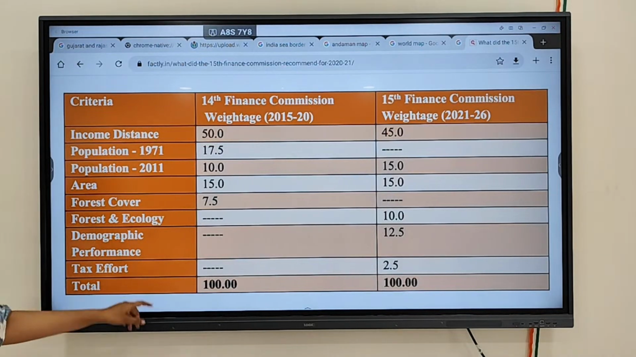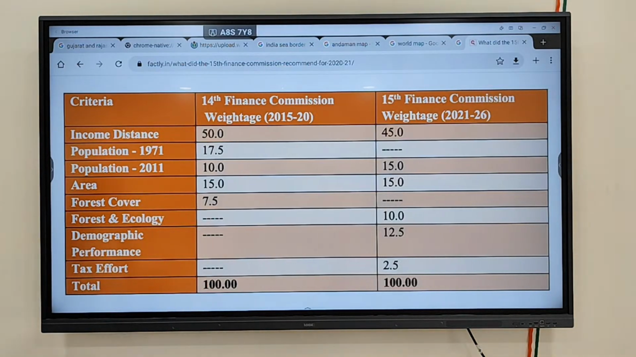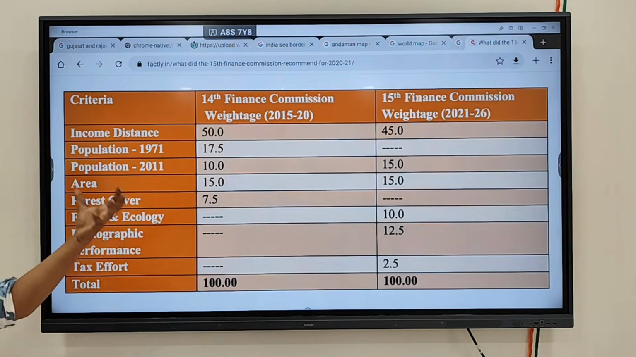Next comes the tax effort. This is whatever the taxes they collect from the SGST and also the direct taxes, how much they take. From that, this will be calculated. Understood? These are the criteria for getting the funds from the central government through the Finance Commission. Just write down this. This is very important. This is a UPSC level question, not IB.